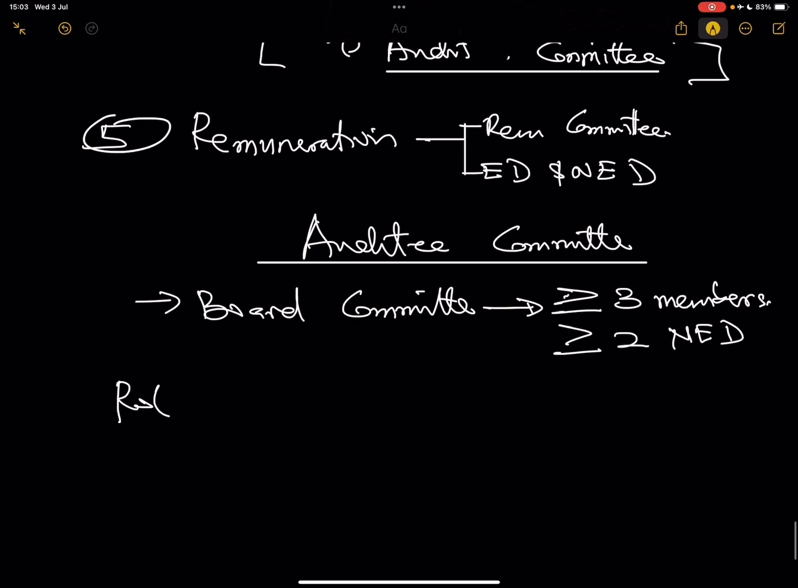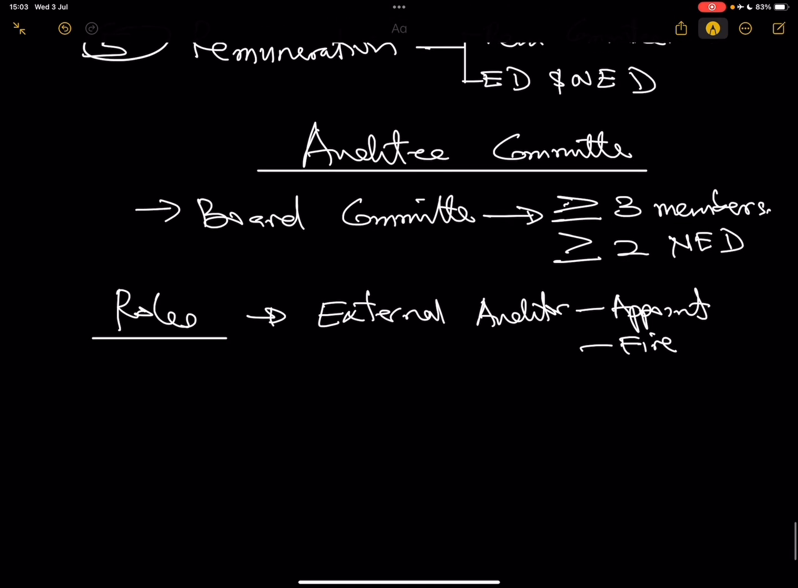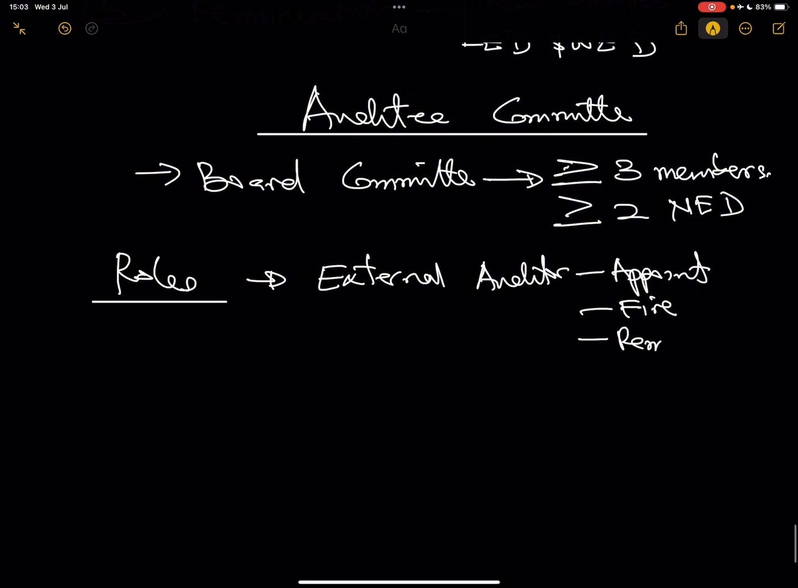And why do we need an audit committee? Roles of the audit committee: they are the ones that appoint the external auditors. They fire them as well. If they need to disengage, they are the ones that will fire them. They are the ones that will remunerate them. In fact, the audit report goes to them. They review the external auditors' report, because the report is submitted to them first, before it goes to the shareholders.